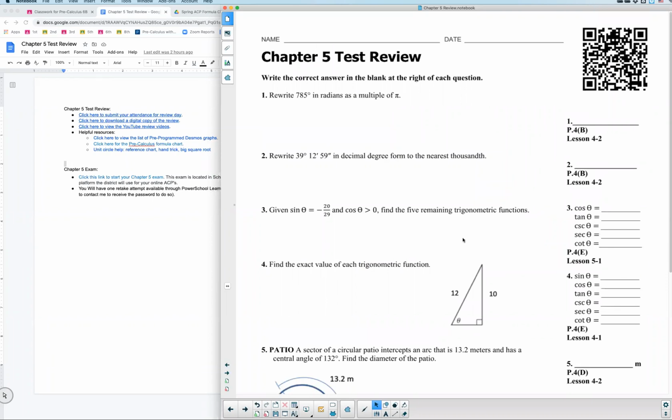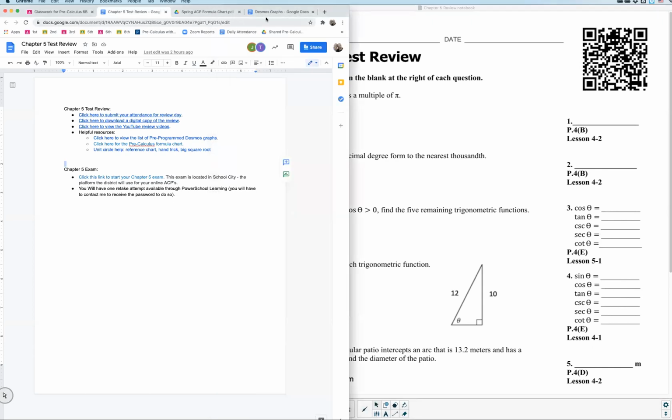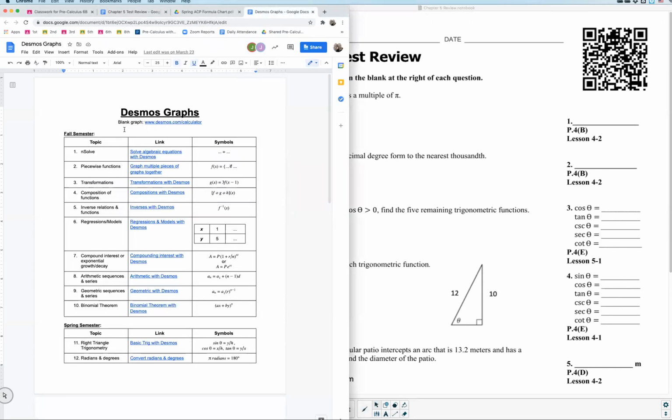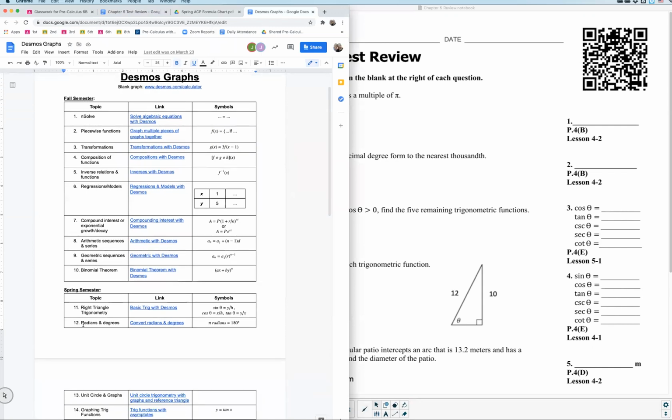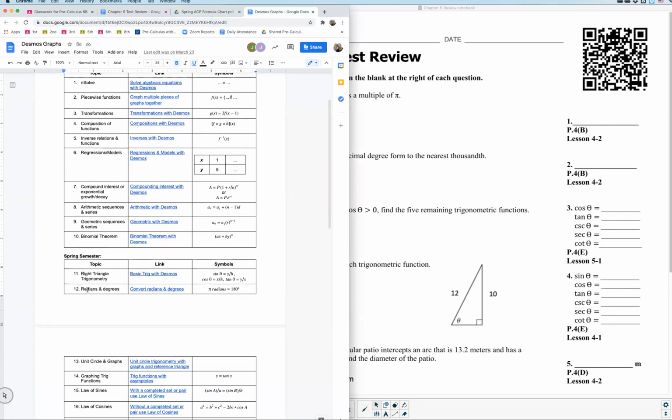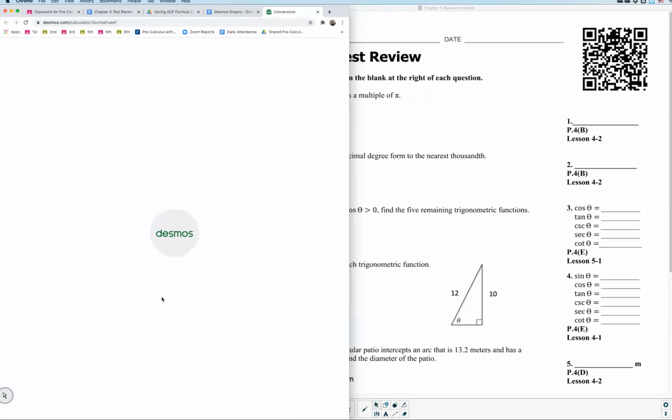All right, let's start with number 1. It says to rewrite 785 degrees in radians as a multiple of pi. So 785 is in degrees, and we want to convert it to radians. You might remember that we created a calculator for this. I'm going to go to the spring semester, the second lesson, lesson 4.2, and 4.1 is when I used this calculator. I'm going to open up this second one, convert radians and degrees.